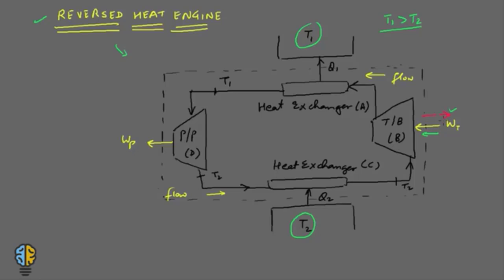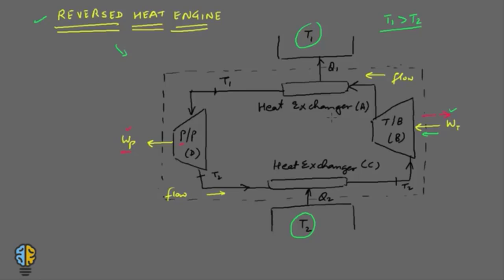Similarly, if you look at the pump, it is an energy consumption device. It is not able to give you work output, but in this case that work input is reversed and shown as a work output, that is WP, coming out of the pump. So this is reversing each and every process individually.